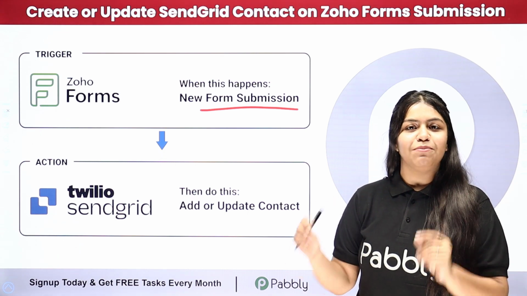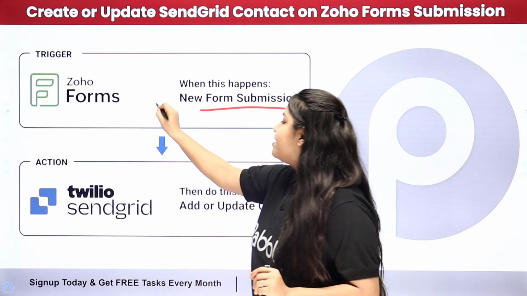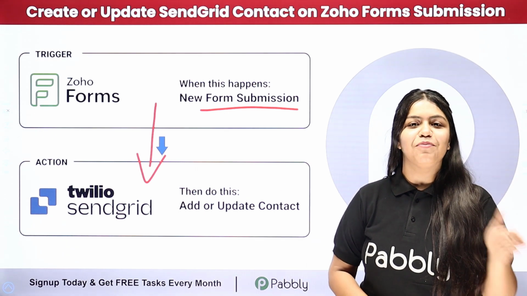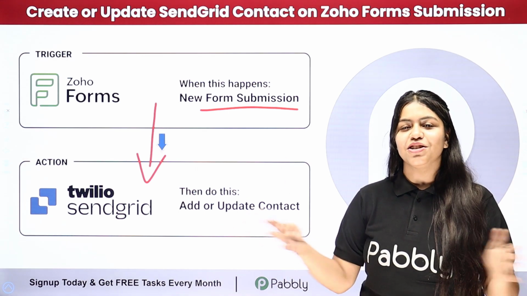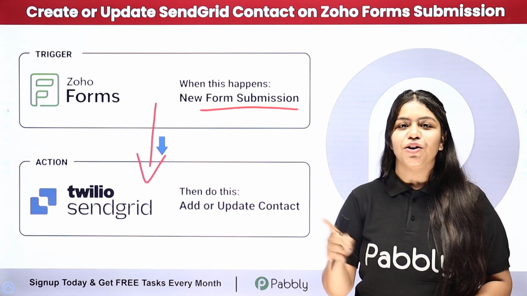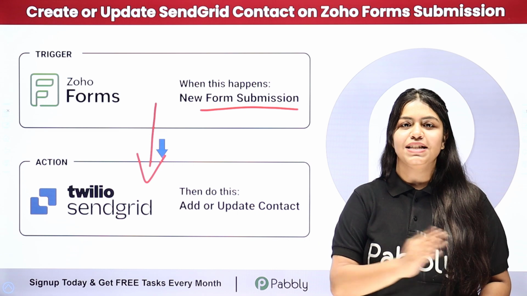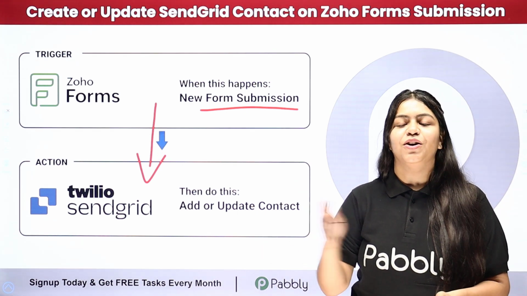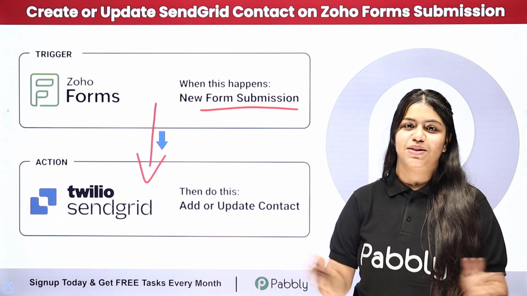So to do this, we are simply going to create a connection between Zoho Forms and SendGrid. To create this connection without knowing any programming or coding language, we are going to use Pabbly Connect. It is an amazing automation software. So do you also want to create this automation for your business and convert your potential clients into your paying clients? Then for that you have to come with me towards my screen.